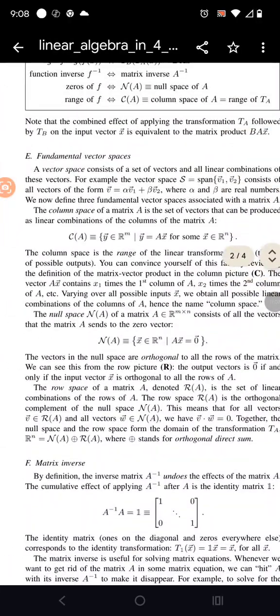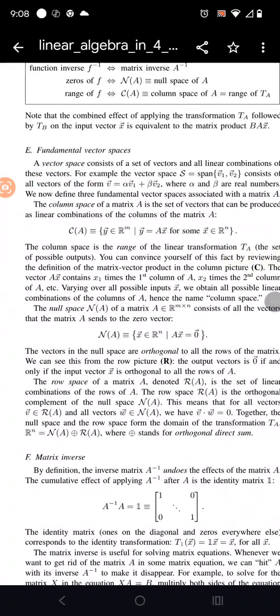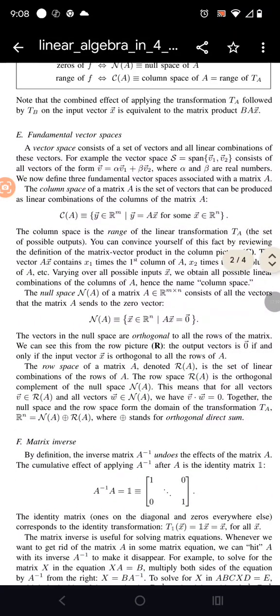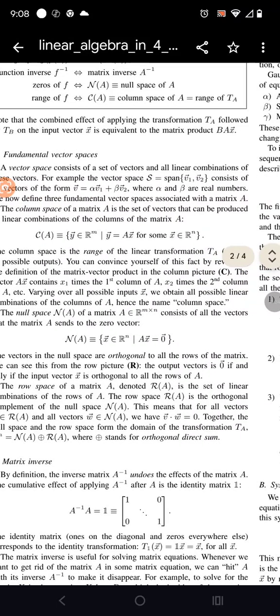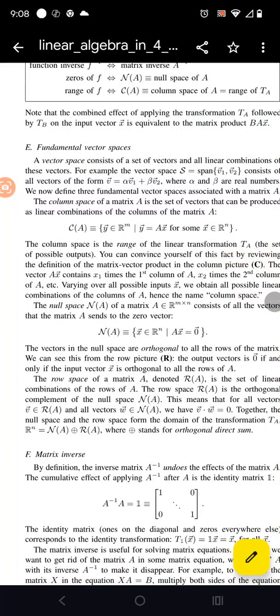So we have here the column space, the set of vectors that can be produced as linear combinations of the columns of the matrix A. Then we have the row space, the set of linear combinations of the rows of A. And we have the null space, which consists of all the vectors that the matrix A sends to the zero vector. So it becomes 0 on all those vectors. If A is applied to that vector, it turns out to be 0.